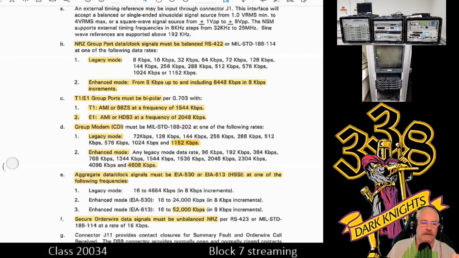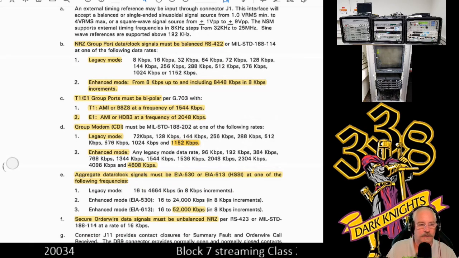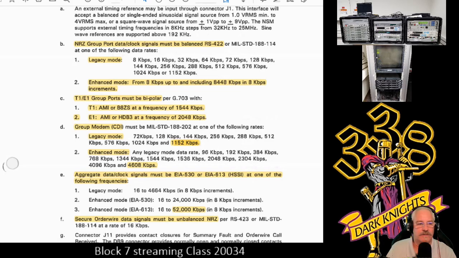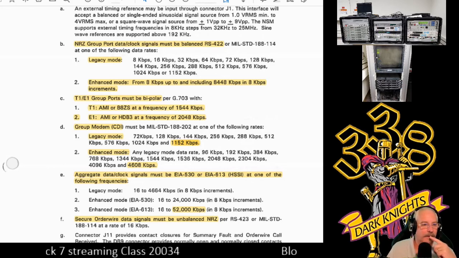You have Echo, which is the history, is what I like to call it. Notice it says EIA 530 or EIA 613, the newer one, in one of the following frequencies. You can see number 3 is where we got the max data rate from the TISR, or the NSM. So 52 meg or 52,000 kilobits per second.